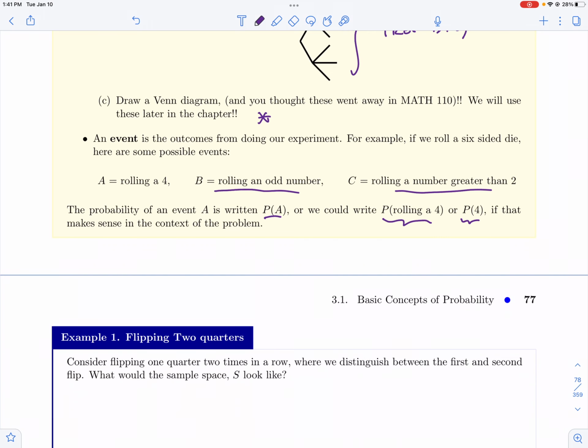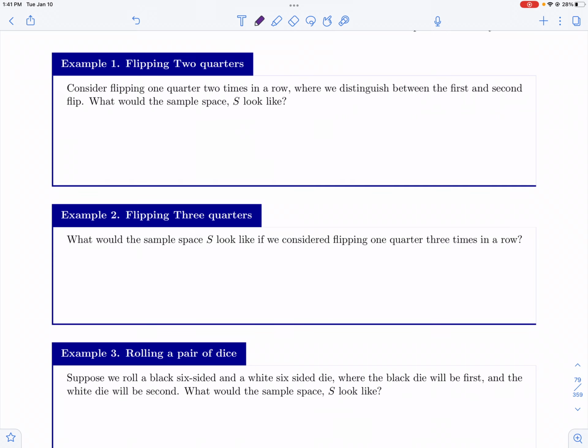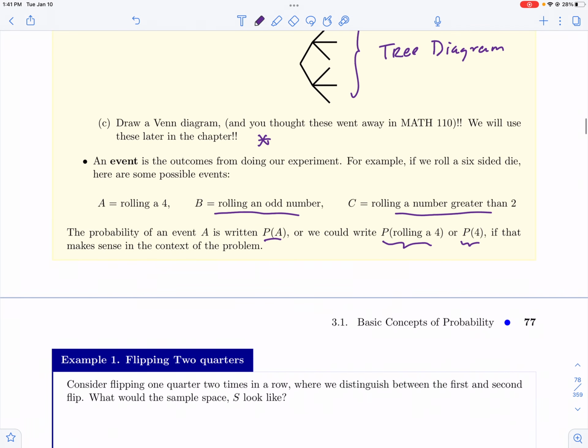First thing we want to do is a little practice trying to figure out what some different sample spaces would look like, and that's going to help us later on when we calculate our probabilities. So if we were flipping one coin, our sample space is just going to be either heads or tails. We only have 2 possibilities in that case.